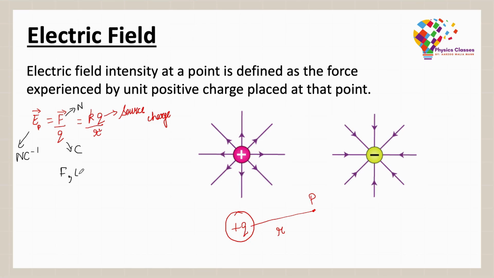Also, from here, you can see that your force and electric field will be in the same direction if your charge is positive. If the charge is positive, then the electric field and the force will be in the same direction. If the charge is negative, then the force and the electric field will be opposite to one another. Both of these are vectors, therefore associating a direction with them is very important.